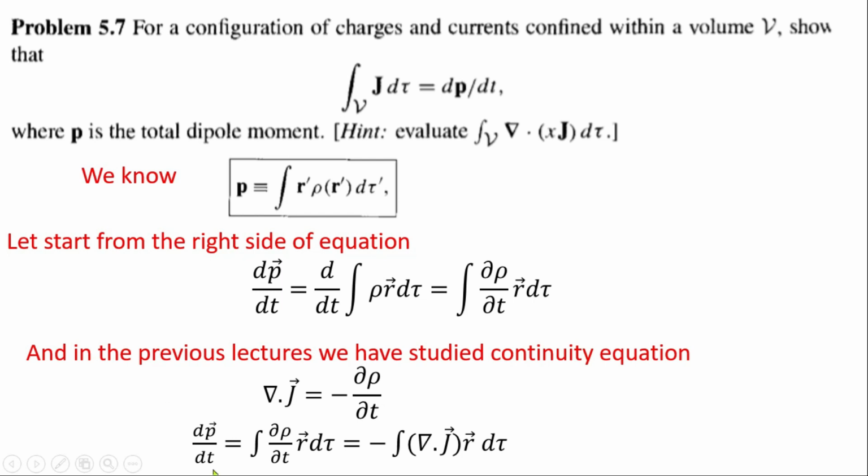To solve this, first we take the x component of dp over dt. What will be the x component? The x component will be the integral of del dot j times x d tau, since the x component of r is x. So first we solve del dot j x d tau, and then similarly we will solve for the y component and the z component, and then we will combine all these components to get the whole dp over dt.